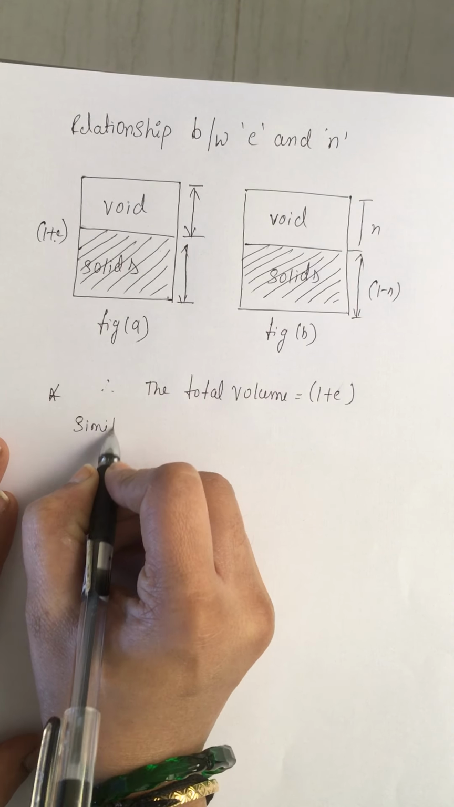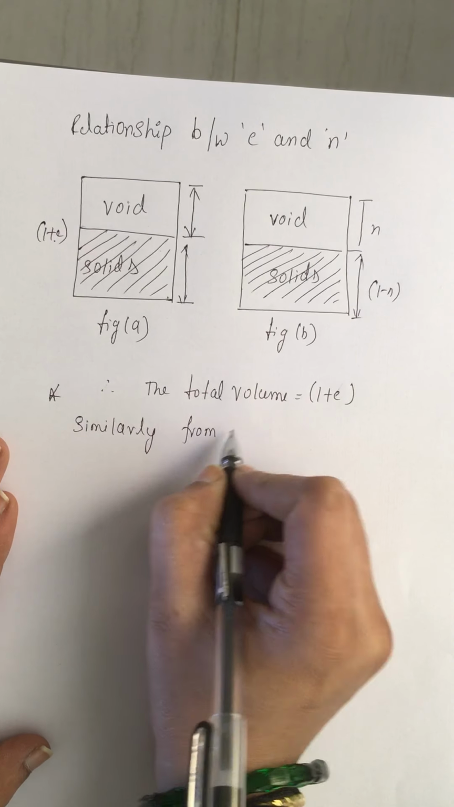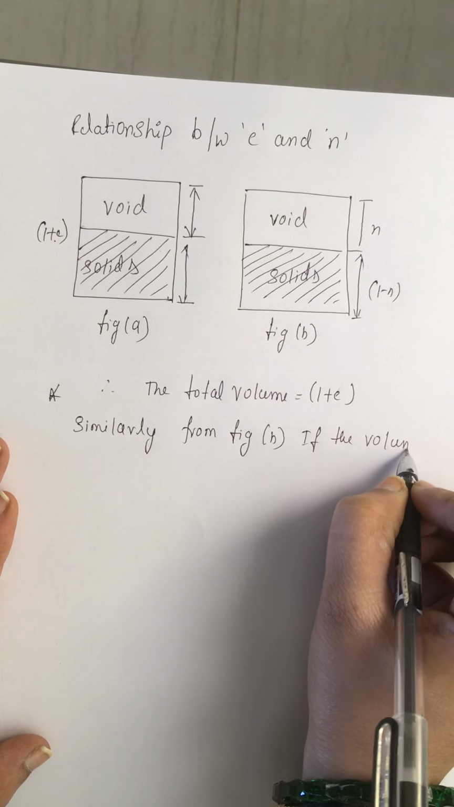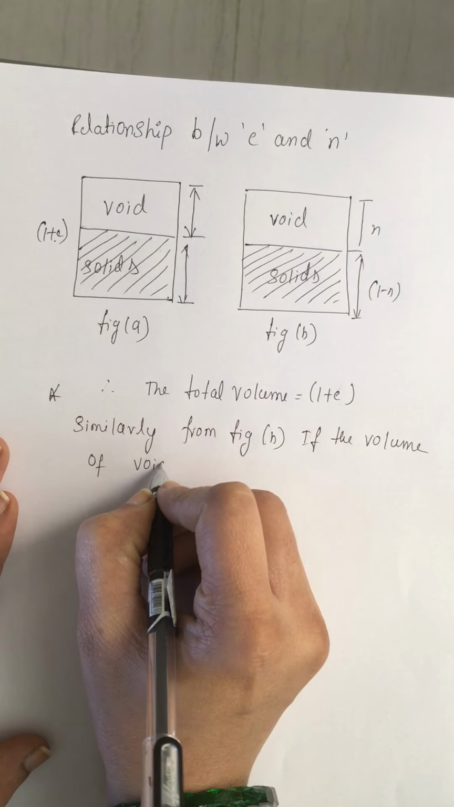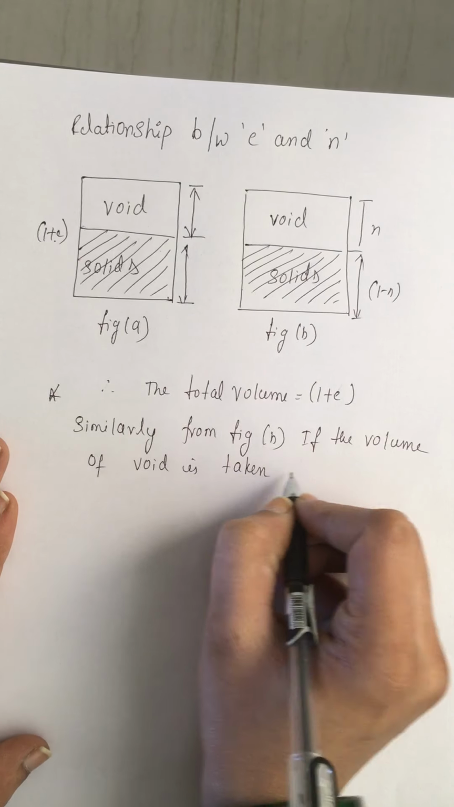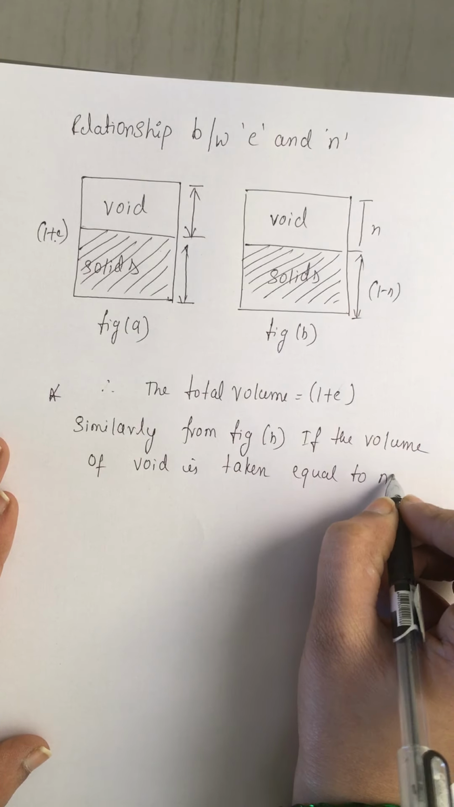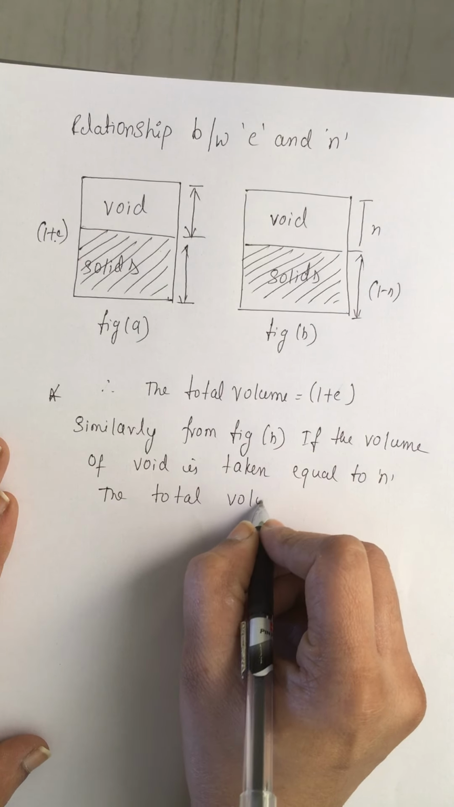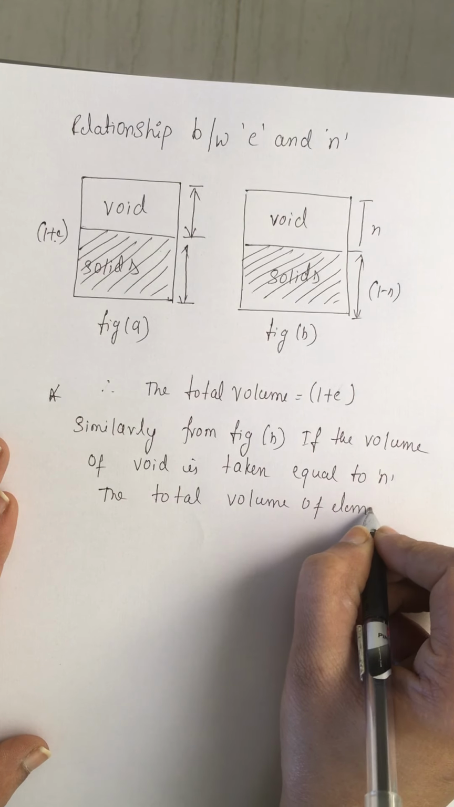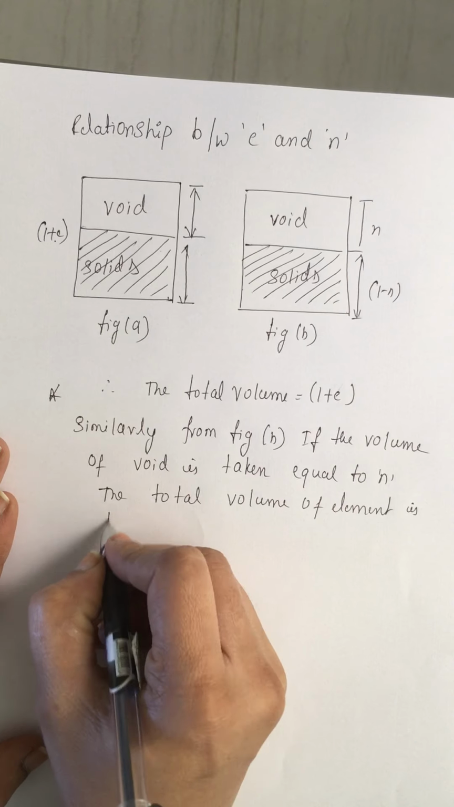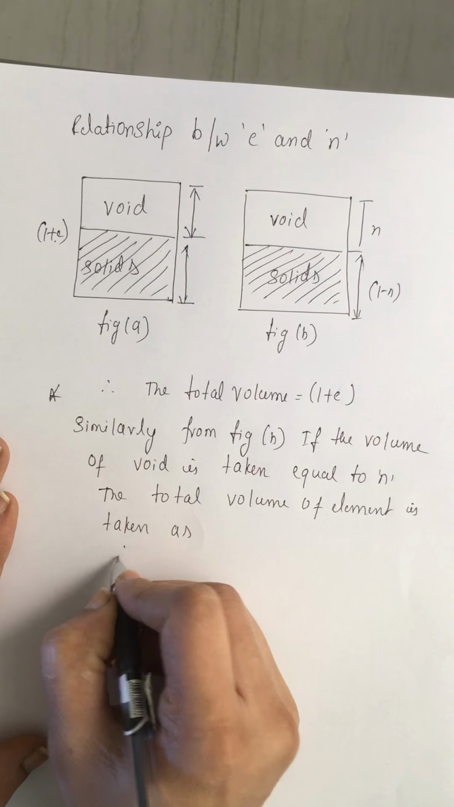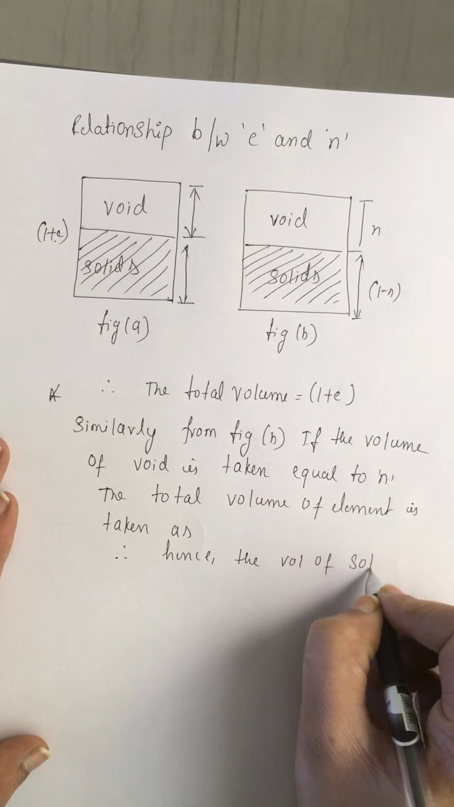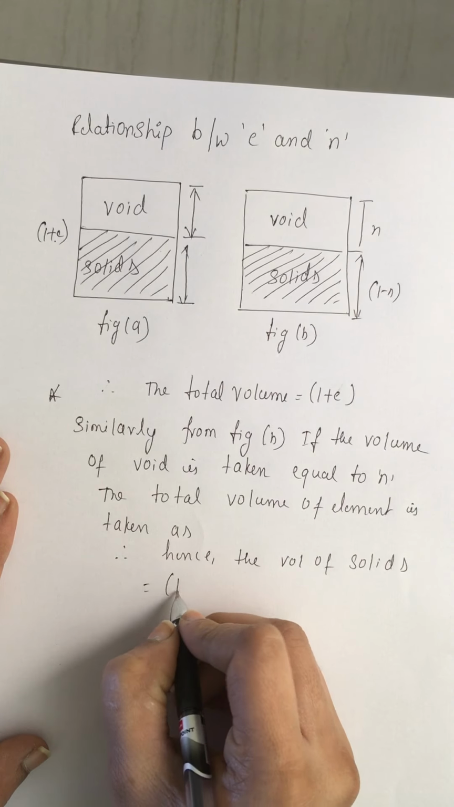Similarly, from figure B, if the volume of void is taken equal to n, so the total volume of the element is taken as 1, hence the volume of solids is equal to 1 minus n.